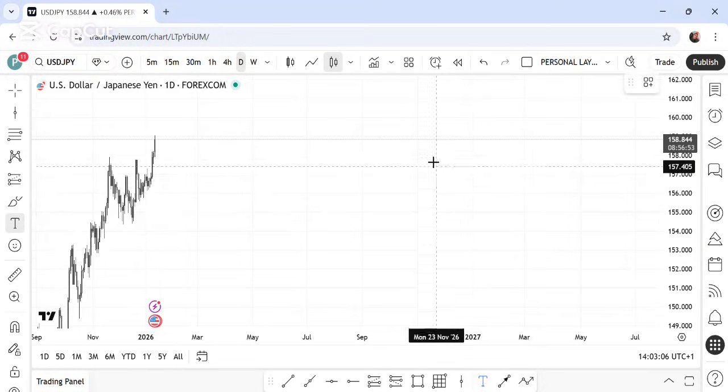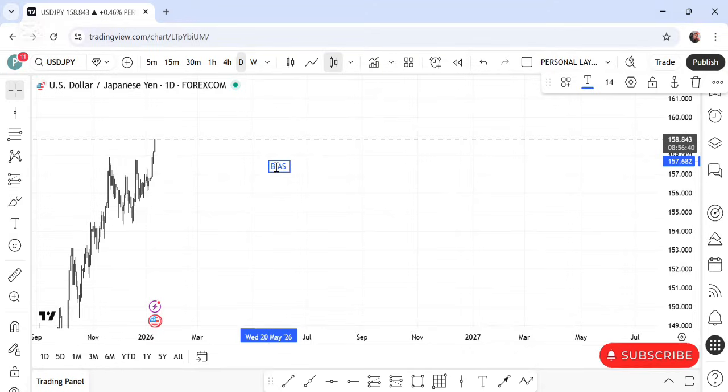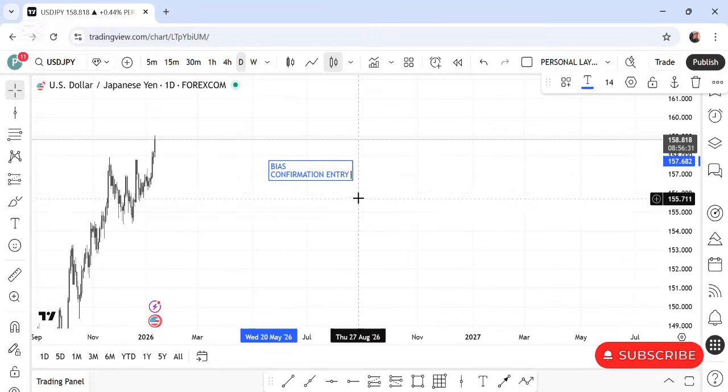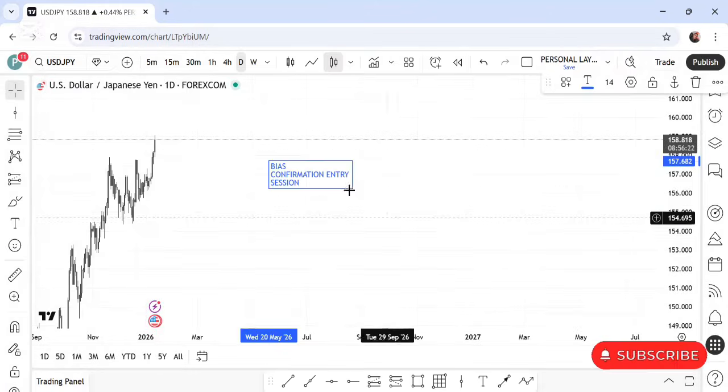The first thing we are going to be doing in today's session is to talk about how to build your bias and how to do your confirmation entry, right? We're also going to talk about sessions. We have the London session, the New York session, and the Asian session, right? We'll talk about sessions.